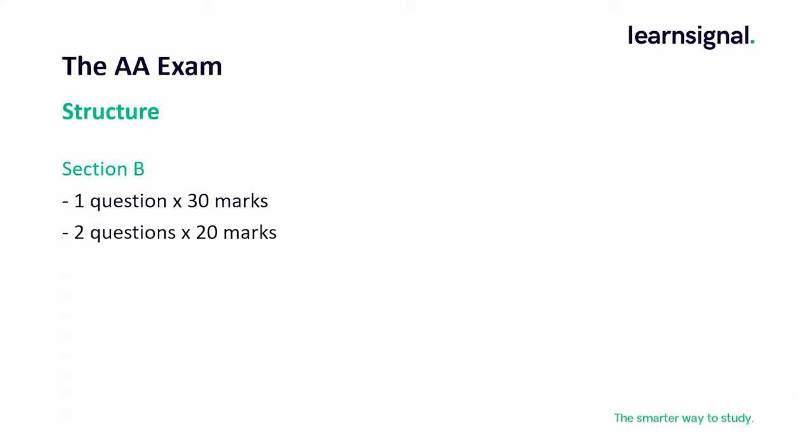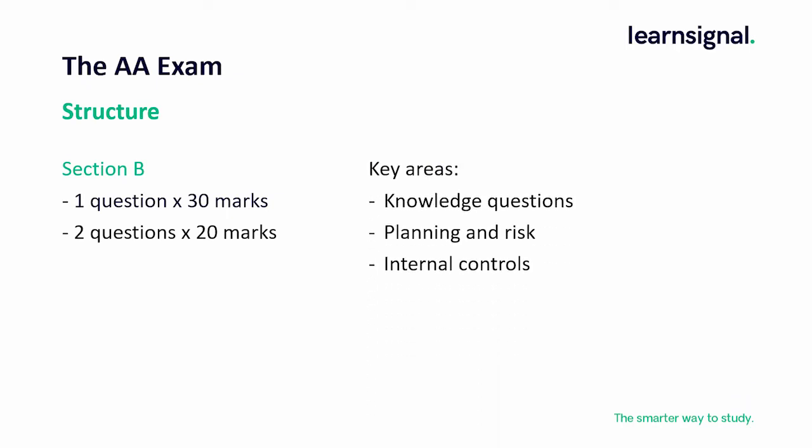Section B is 1 question worth 30 marks and 2 questions worth 20 marks each. These questions are constructive response questions requiring the use of a text editor. Not only is question practice important, but practice using the CBE format is also key. These can be done on the LearnSignal platform. Suggested areas of focus are knowledge questions, planning and risk, internal controls, substantive testing, and reporting.